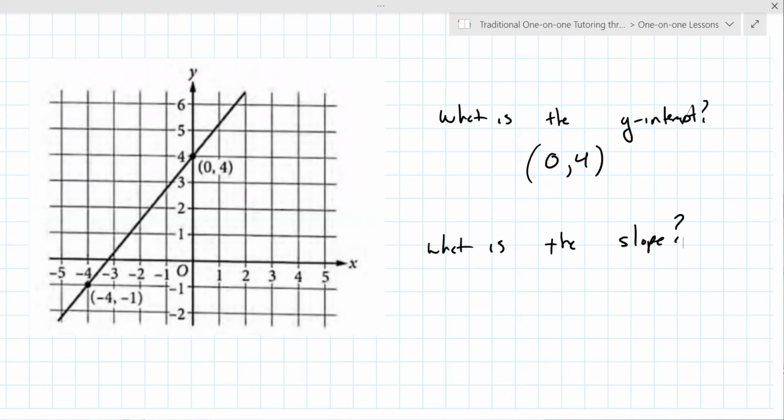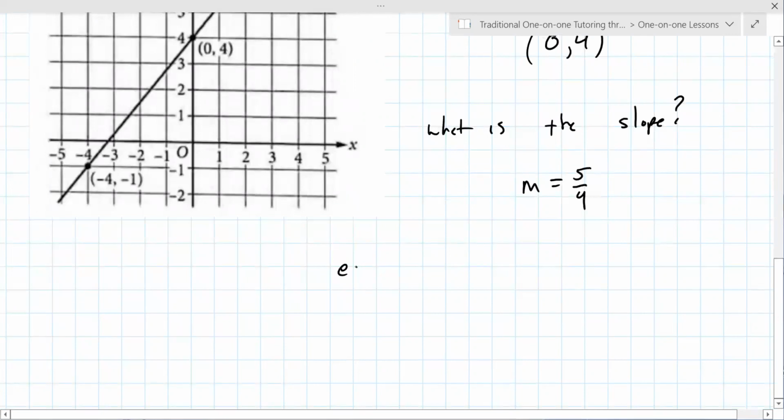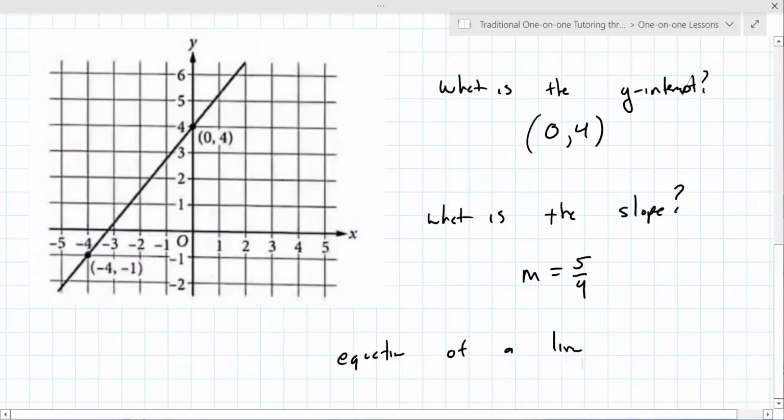It's always okay to count. It's a reasonable strategy here. If it's small on your screen, you can count boxes up and then to the right. Um, 5/4. Yeah, the slope is 5/4. So let's say I wanted you to find the equation of a line, and you know the y-intercept and the slope. Do you remember which equation would be best for that?